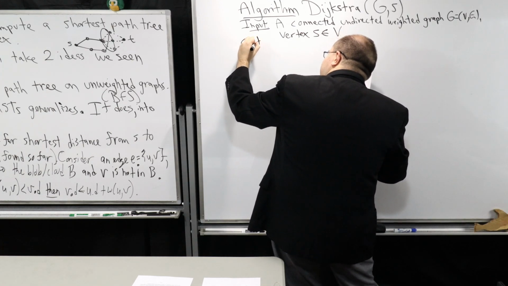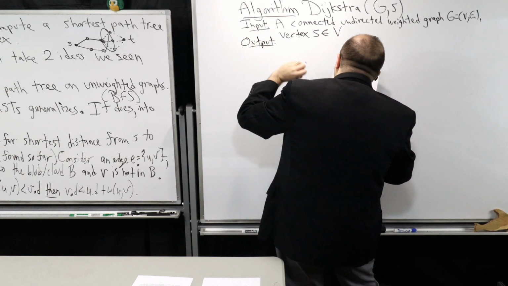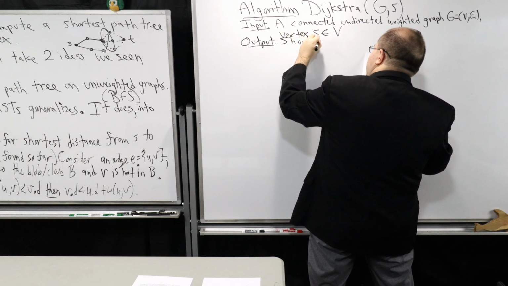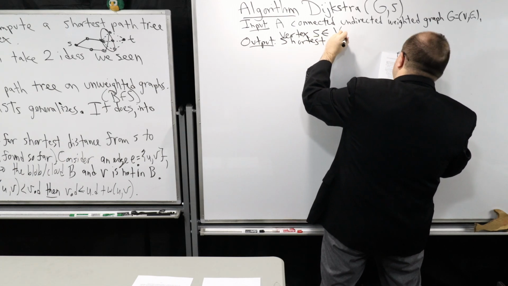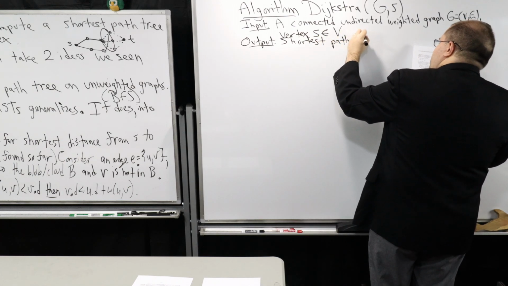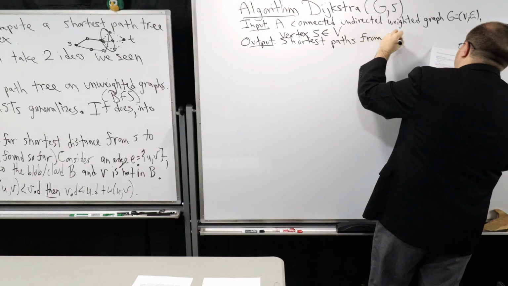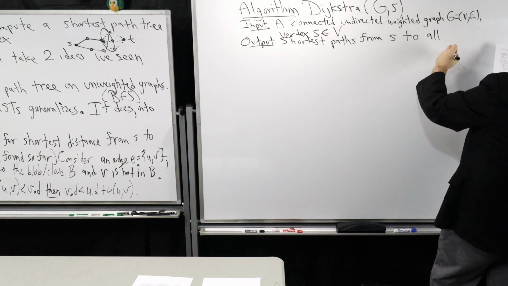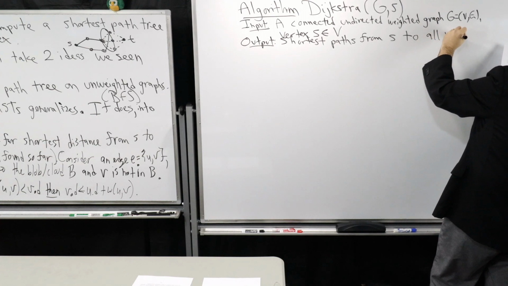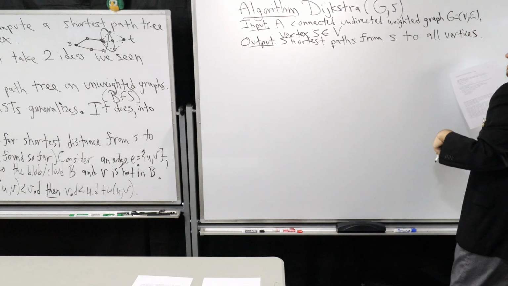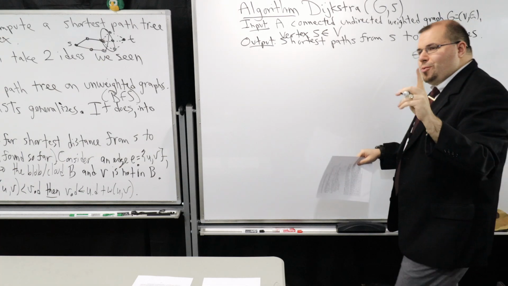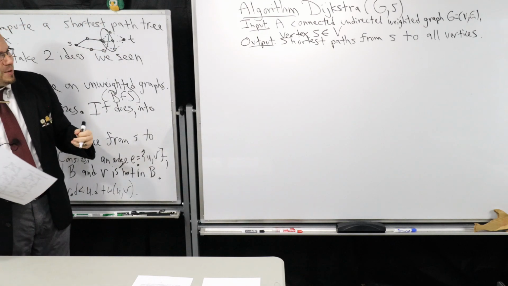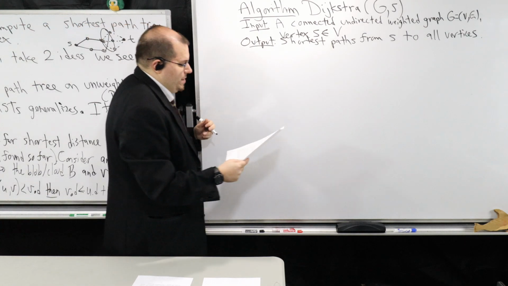And the output is going to be the shortest paths from S to all vertices. Just to be clear what a shortest path tree is: to all vertices. If you just want one of the paths, all you have to do is take the information you get from the way this algorithm is laid out.